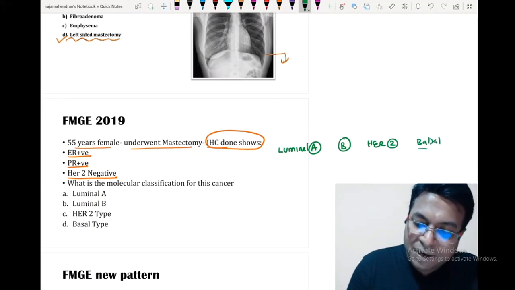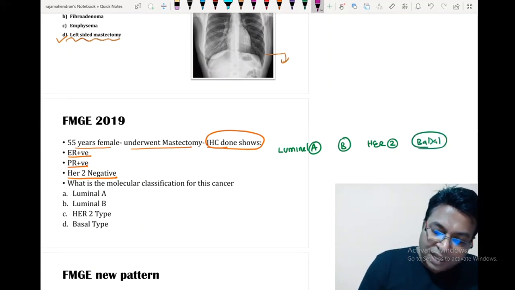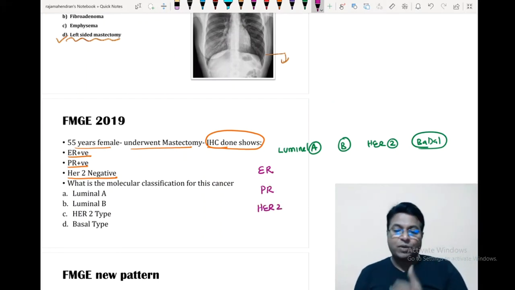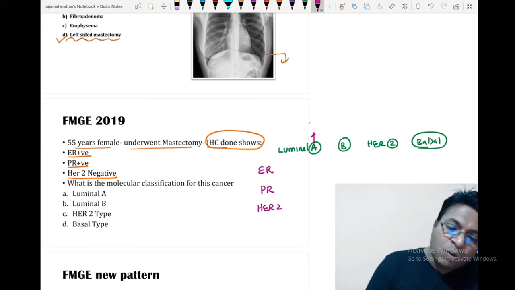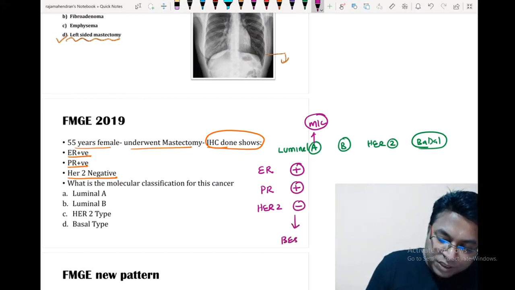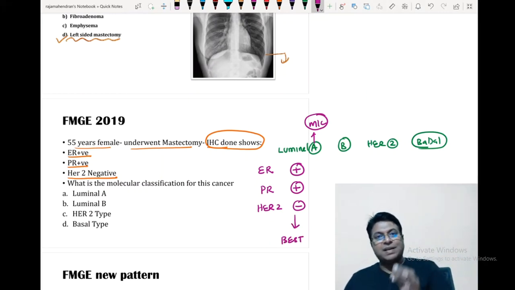I will make it very simple. It is very easy to remember. There are 3 markers to be seen: estrogen receptor, progesterone receptor, HER2. You have to see whether they are positive or negative. Luminal A is the most common type. Please remember, the most common type will have ER PR positive, HER2 negative. Therefore, this is the best prognosis.